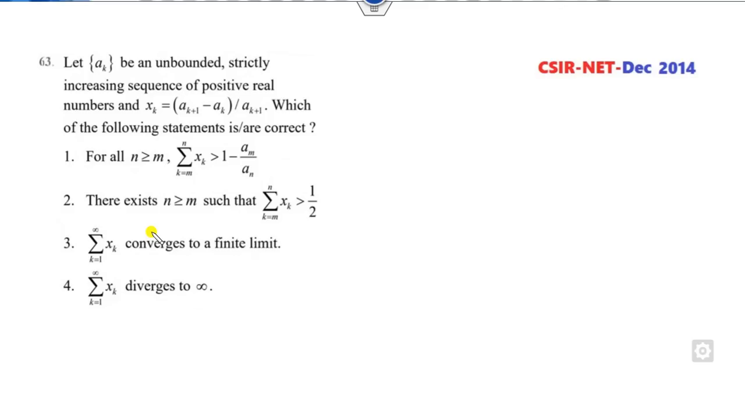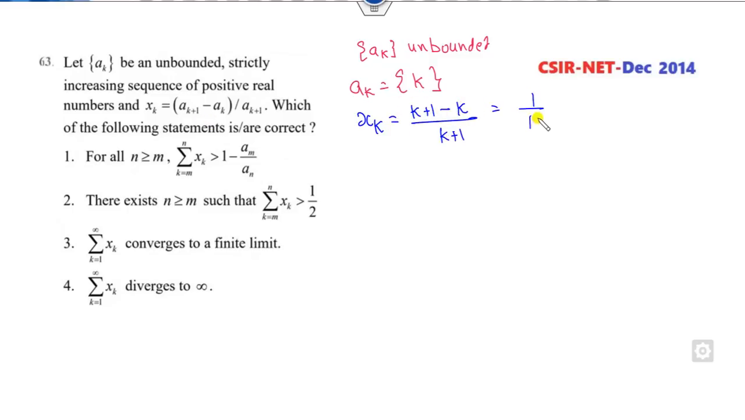Okay, look at this question number 63. a_k is unbounded. Can you think of any unbounded sequence? Very simple, k is unbounded. Then I can find the value of x_k. It is k plus 1 minus k over k plus 1, so it is 1 over k plus 1. So x_k will be this.